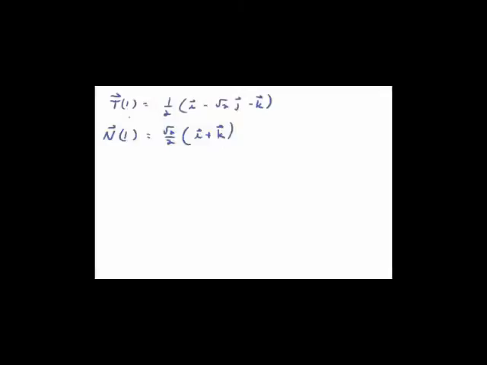So if you got T of 1 as 1/2 times i minus radical 2j minus k, with the 1/2 on the outside times the entire vector, you've got N of 1 as radical 2 over 2 times i plus k. And it does turn out to be a unit binormal vector, by the way, it's 1 unit long. B of 1 will be the cross product of T of 1 and N of 1.